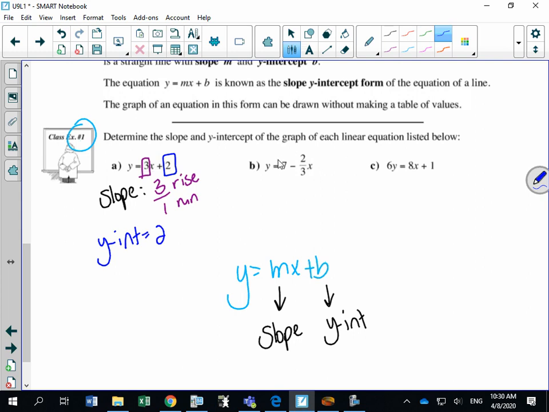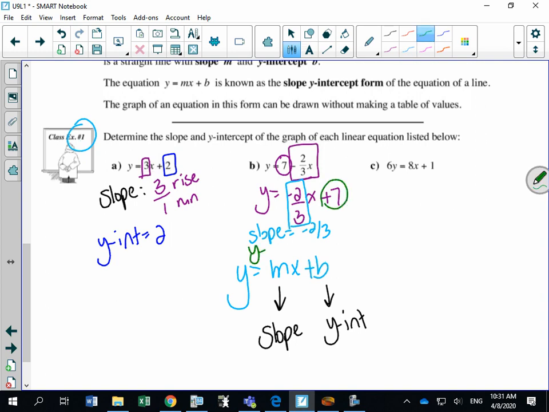B is interesting because right now it's not written in the form of mx plus b. So what I would do for b is let's rewrite this. Write your mx first, so -2 over 3x, and then this would be a plus 7. Now it's written in the form of mx plus b. Now I could look at this and I could say, okay, that is my slope. So my slope is equal to -2 over 3. So that would be down 2 to the right 3. And here's my y-intercept. Y-intercept is equal to 7.